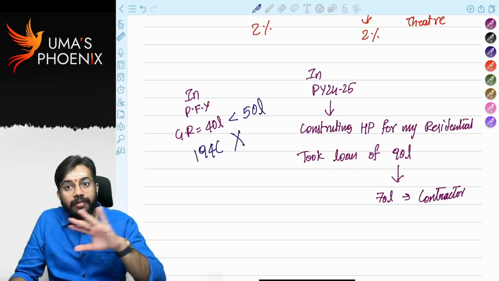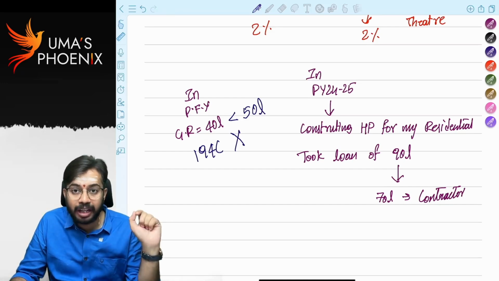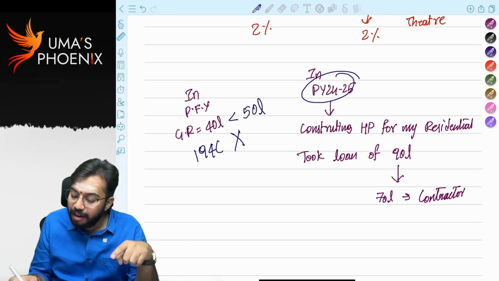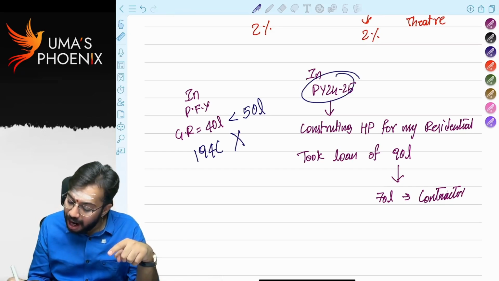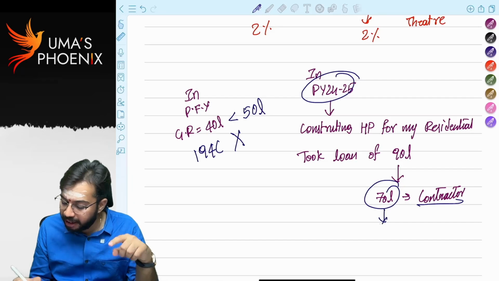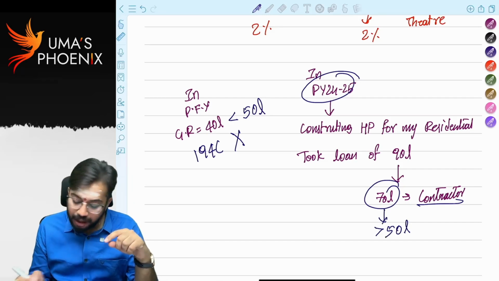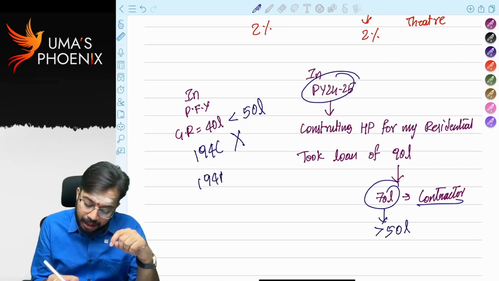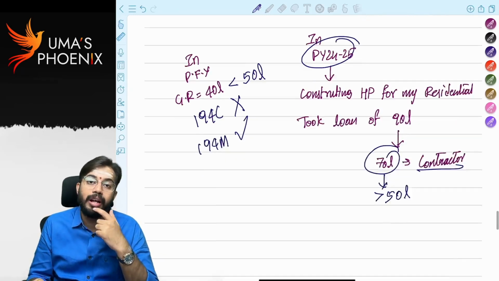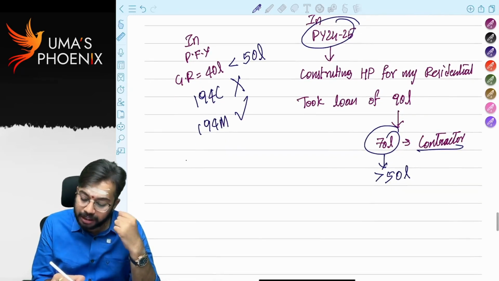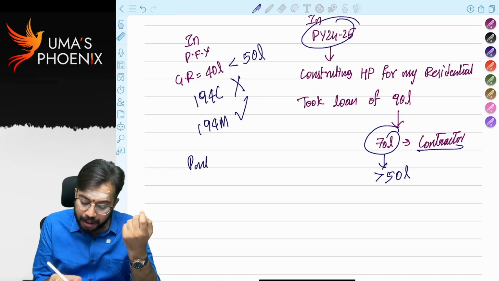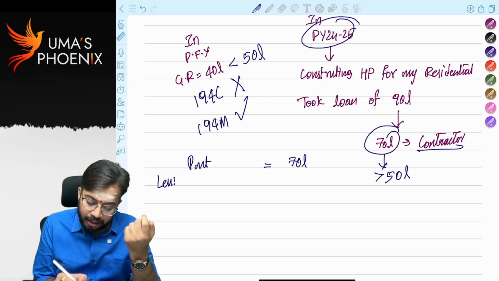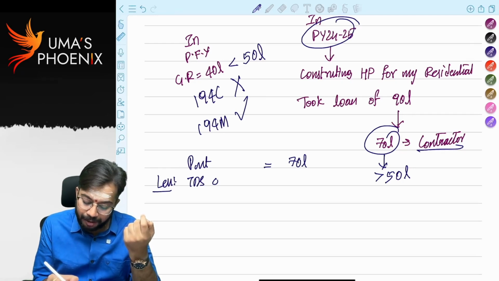So I am not required to deduct TDS under section 194C, but in a single financial year for a single contractor, I am paying more than 50 lakhs. So in this case, I am required to deduct TDS under section 194M. Is it clear? How much is the payment made? Payment is 70 lakhs. From this 70 lakhs, I am required to deduct TDS at the rate of 5%.